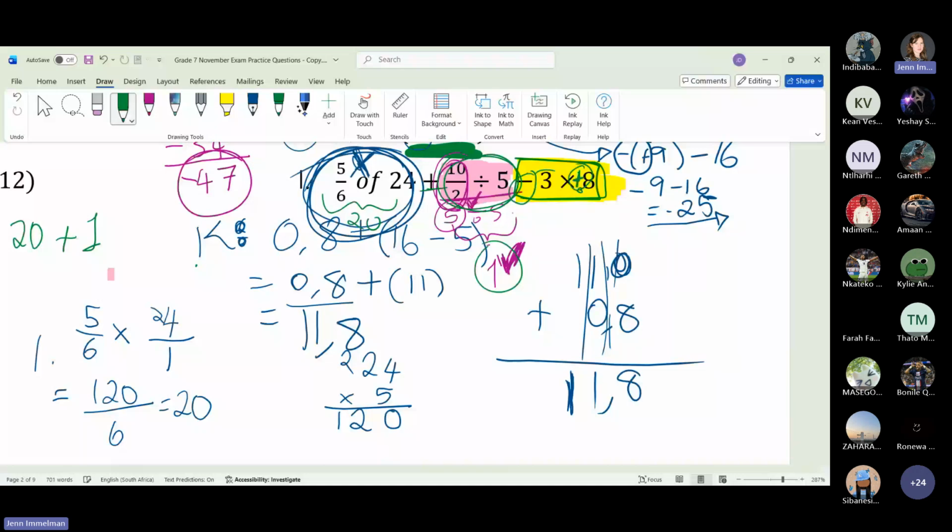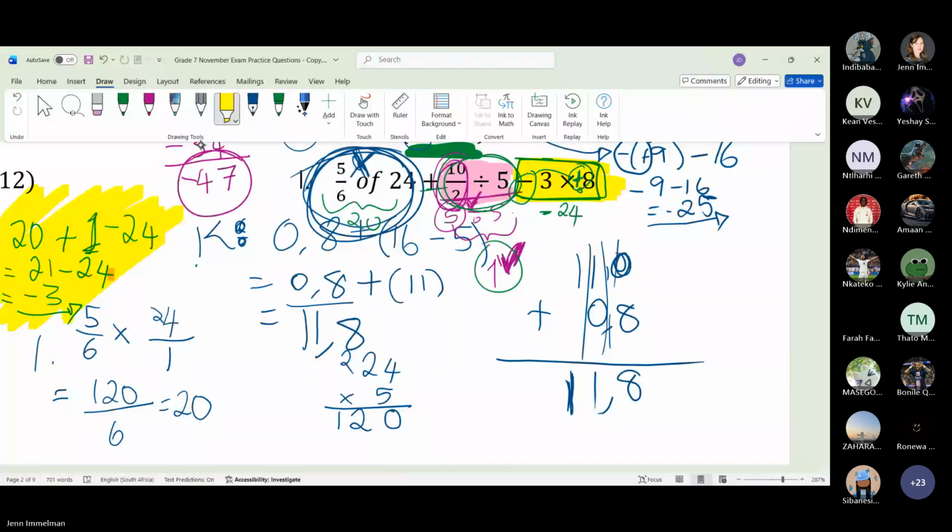3 times 8 is 24. So now I have 20 plus 1 minus 24. 20 plus 1 is 21, minus 24 is negative 3. And that is my final answer here. This is my final answer for this one. Okay, I'm going to move on to the next one.